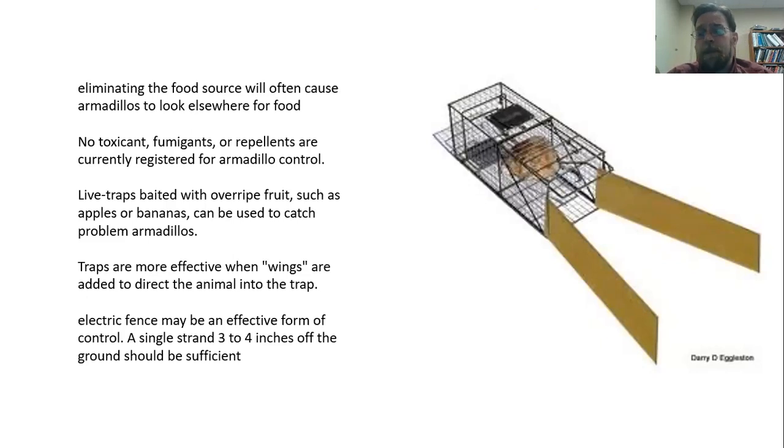I do know a lot of people who will put out live traps for them. I grew up calling them tender traps, but these are often baited with something like apples or bananas, something overripe, and that can convince the armadillo to go into it. Armadillos don't use their eyes that much. They primarily navigate by smell, and they like to hang around on the borders of things. So the traps tend to be a little bit more effective if you put some wood wings to kind of help guide that armadillo into the trap.